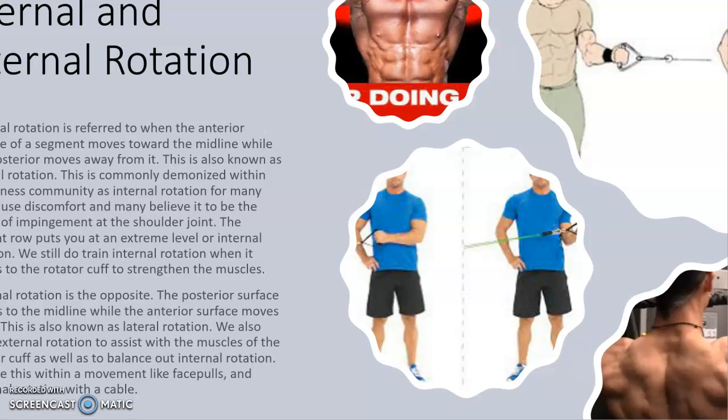And of course, on the opposite side of the spectrum, we have external rotation where the posterior moves towards the midline while the anterior surface moves away. And we call that lateral rotation because we're moving towards the outside of the body. And you see this right here where he's starting from this position on the outside and moving out. And this is also seen very well in a face pull, which is another movement people use to train the rotator cuffs as well.